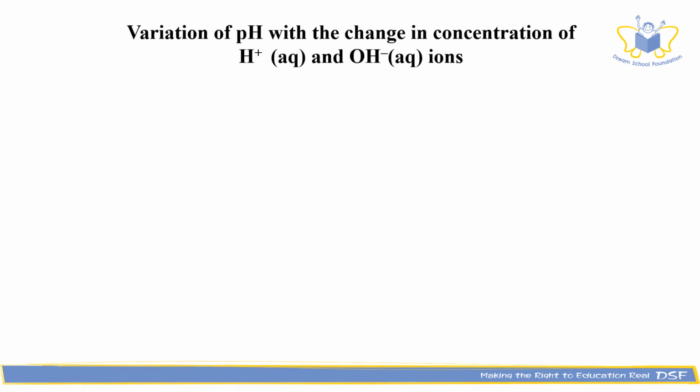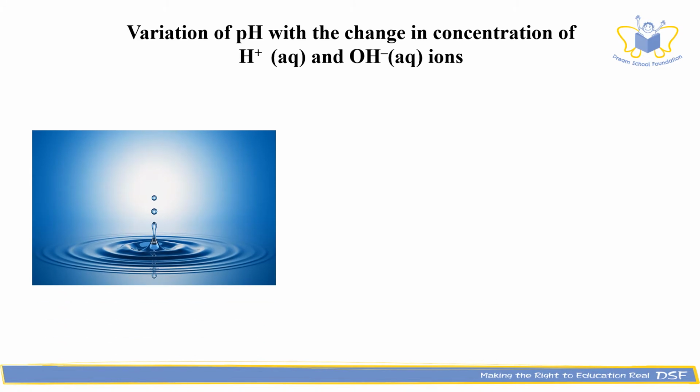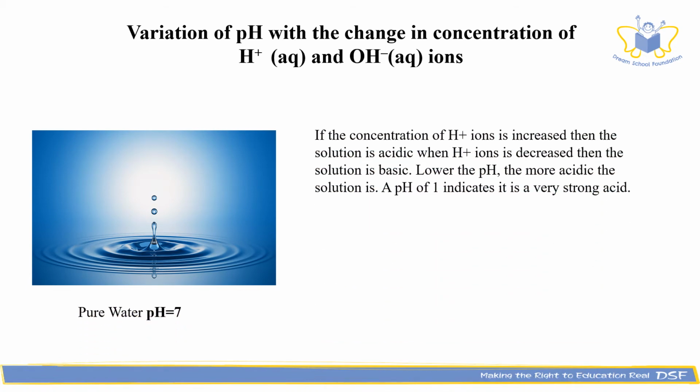These are the ranges in the pH scale. Variation of pH with the change in concentration of H+ and OH- ions in an aqueous solution. Take pure water. The number of H+ ions is 10 power minus 7 moles per liter, so its pH is 7. Now we add an acid, and since the acid has H+ ions, the number of H+ ions increases. Now say the number of H+ ions increases to 10 power minus 6. Remember, 10 power minus 6 is greater than 10 power minus 7. So the pH has become 6. If we keep adding more acid, H+ ions are going to increase and the pH value is going to come down, like to 5 and then to 4. So remember, the lower the pH, the more acidic the solution is. A pH of 1 indicates a very strong acid.